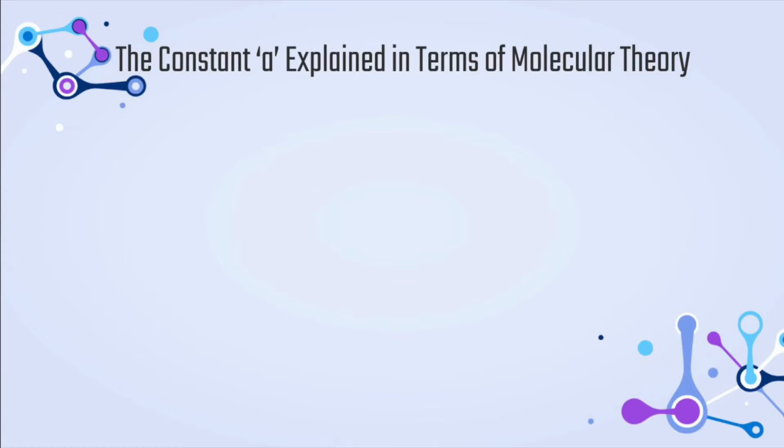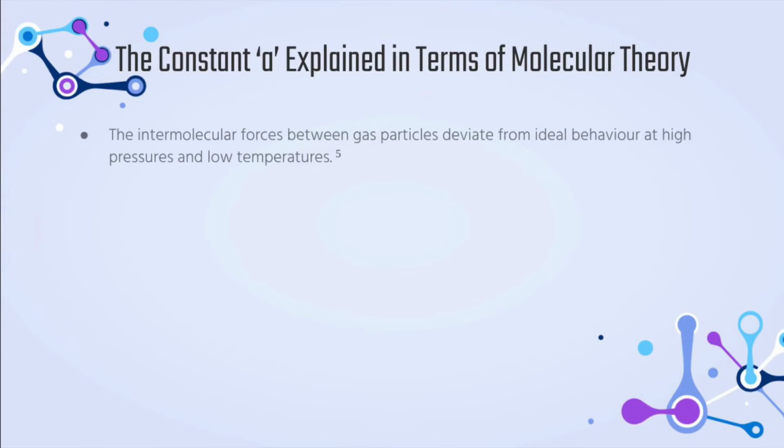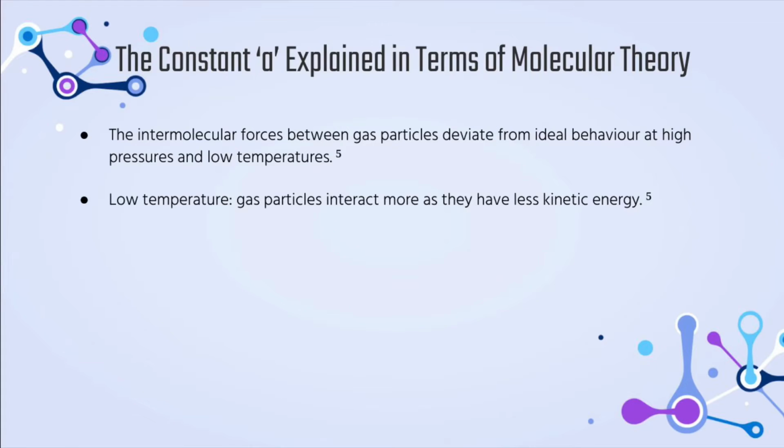The second assumption, the force of attraction between gas molecules is zero, is true for gases at low temperatures because gas molecules do not particularly have attraction between each other as they are at a far distance from one another. The intermolecular forces between gas particles deviate from ideal behavior at high pressures and low temperatures. When the temperature is low, the kinetic energy that gas particles have is less, making them move at slower speeds. This results in gas particles having a higher chance to interact as they collide.